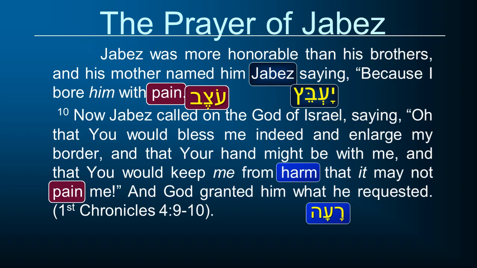Now, this doesn't have "from the harmful one." If I tried to make that literal, I would have to note that ra'ah is actually singular, but it's singular feminine. So the evil one, the evil gal, but I don't think we have to do that. I don't think that's actually in view here, that it might not pain me.